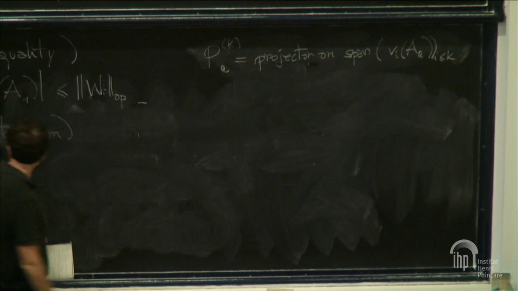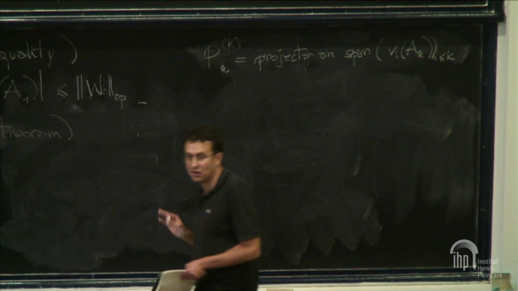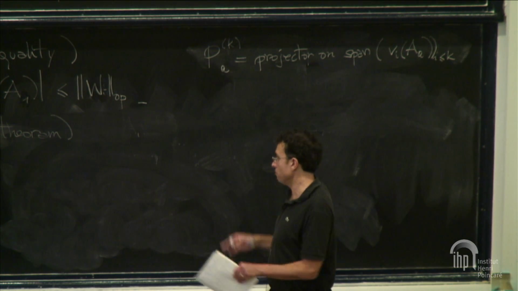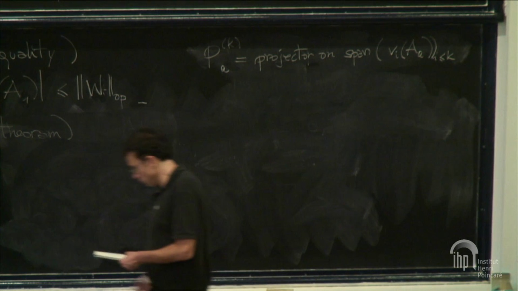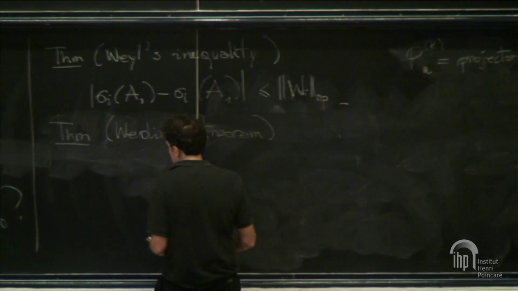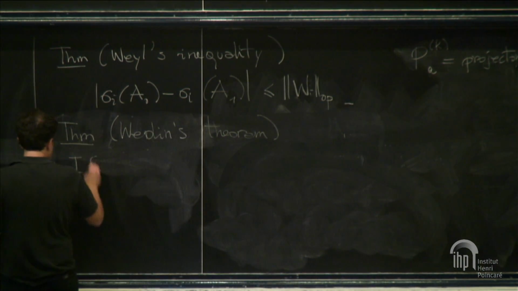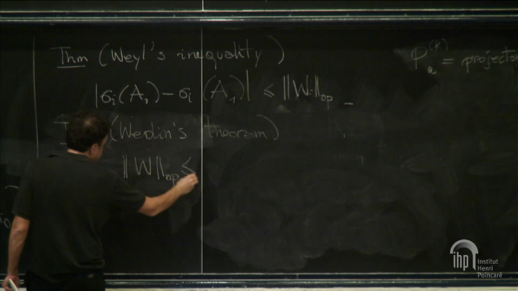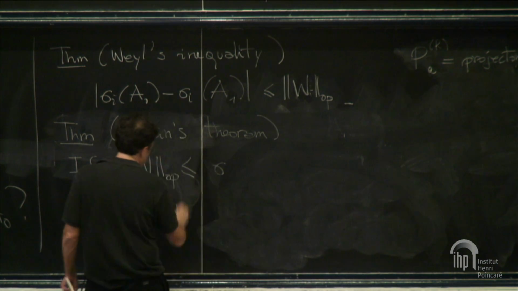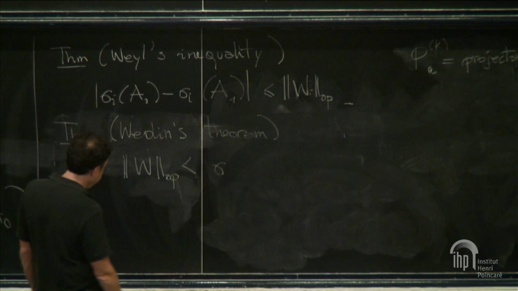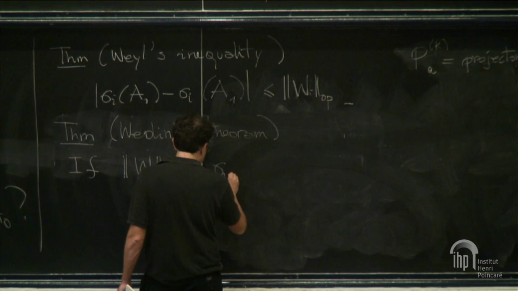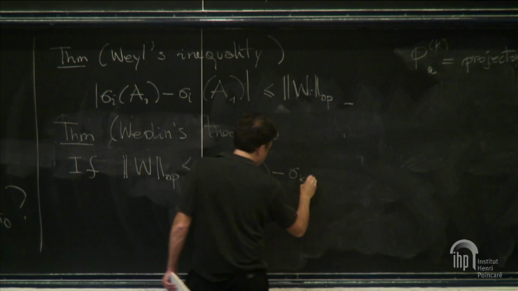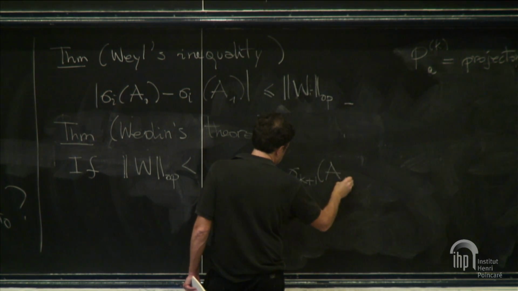So Wedin's theorem, I'll state a slightly simplified version, because the original theorem is a bit messy to parse. It says the following. Assume that the perturbation is not too big. Not too big means that it must be smaller, actually strictly smaller, than the difference between the kth and the (k+1)th singular values of A0.